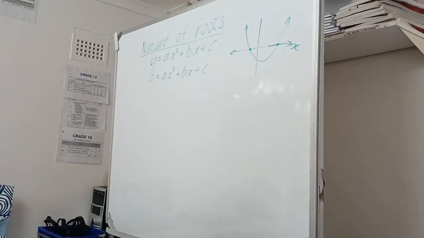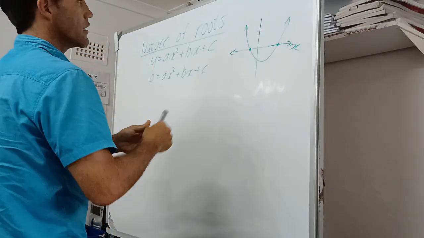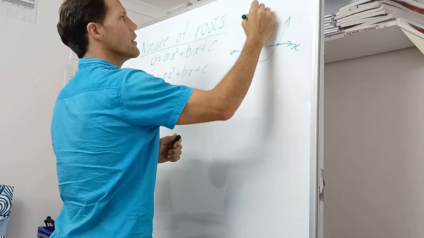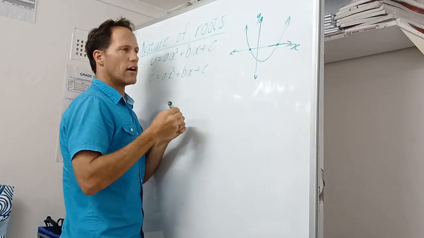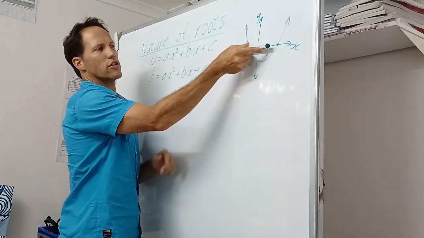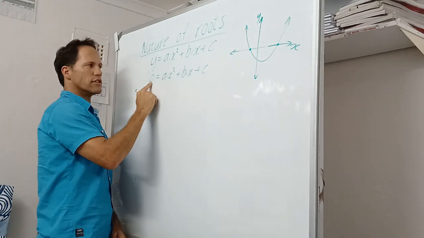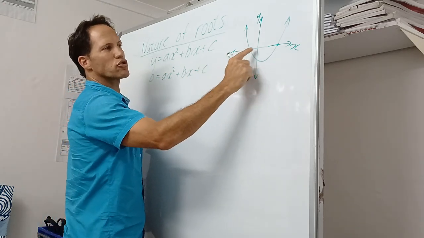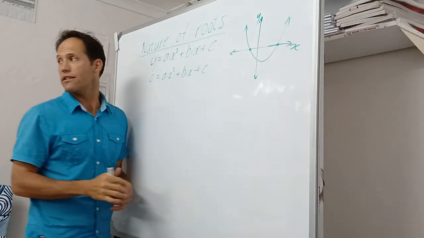Okay, so when you are on the x-axis, it means you're finding your x-intercepts. That's what happens when you put it equal to 0. Okay, so this line, remember there's y, this line is called y equal to 0. So I put the equation equal to 0, and that means I'm solving for my x-intercepts.